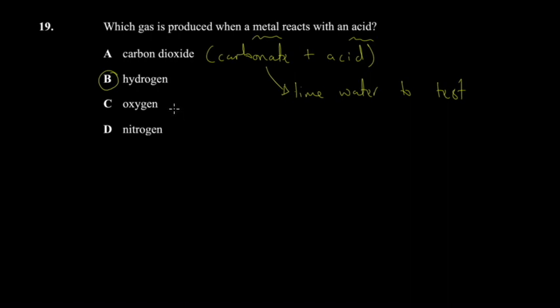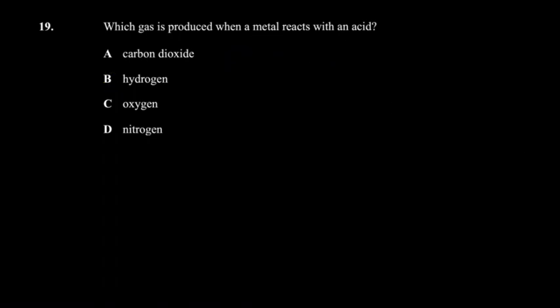For oxygen, we use a glowing splint. Okay, chigamoto in Shona. So a glowing splint would relight if oxygen is present, because fire feeds off of oxygen to burn. Okay, let's quickly move to the last part.